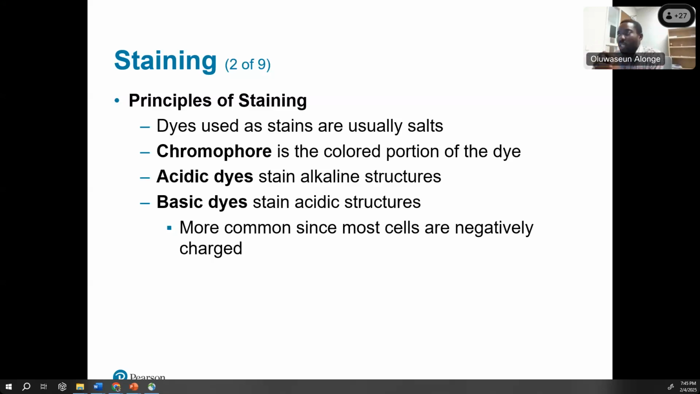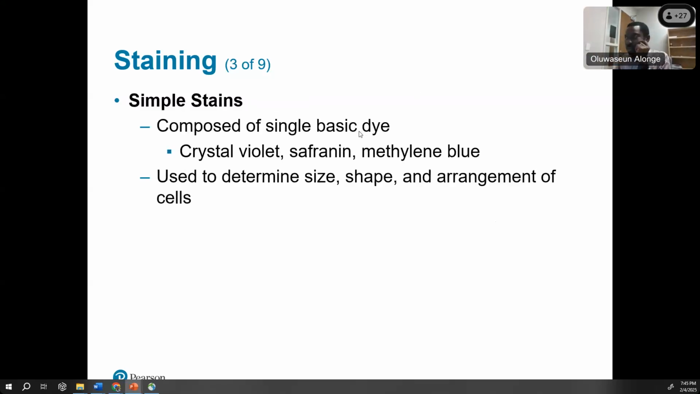All right. So when you're looking at a stain like H and E, hematoxylin and eosin stain, different parts of the stain pick up different components of the slide. I mean, of the specimen.